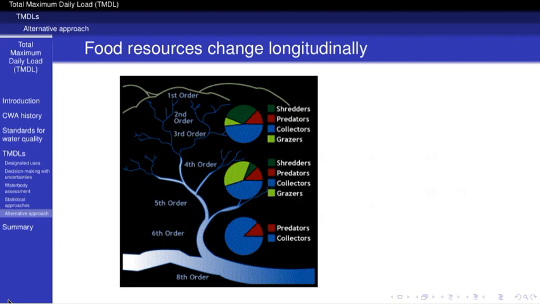This is another perspective on benthic macroinvertebrate feeding group proportions in a river network. Notice how the composition of the feeding groups change along the river continuum as the food resources change. The proportions remain relatively constant, but the specific taxa change by location and season.